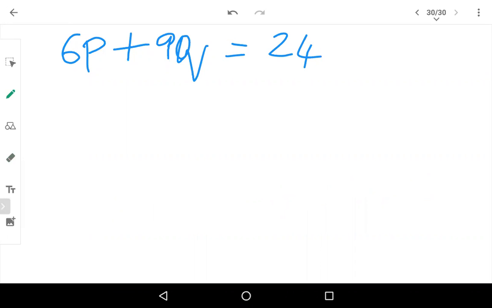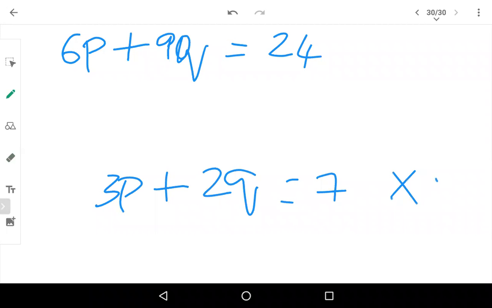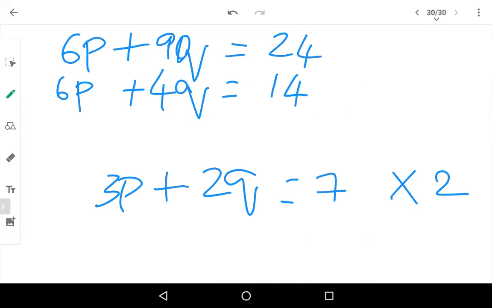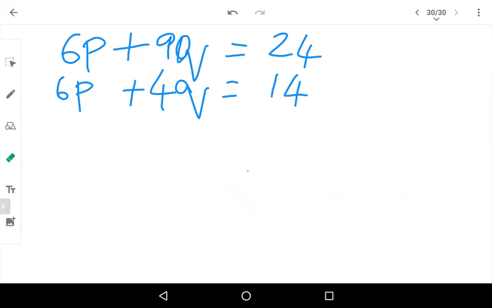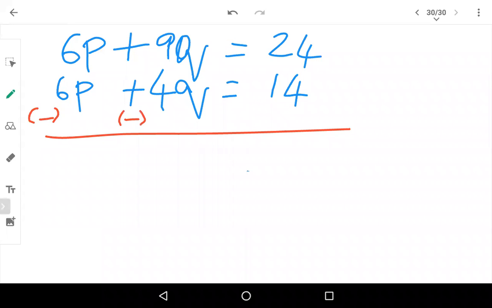Now what is my second equation? 3p plus 2q is equal to 7. I'm supposed to multiply this with 2. So 3 2s are 6p, then 2 2s are 4q is equal to 7 2s are 14. So this is the equation that I have. Now I am supposed to change the signs here. So it will become minus, minus and minus.